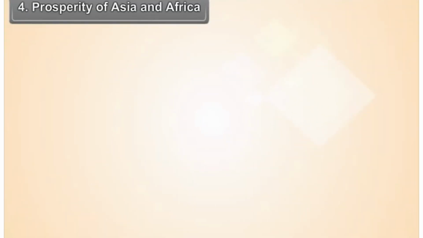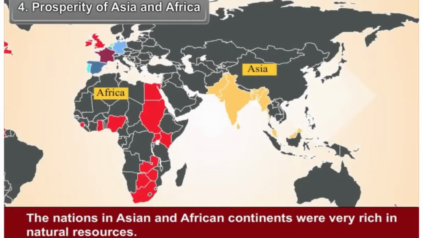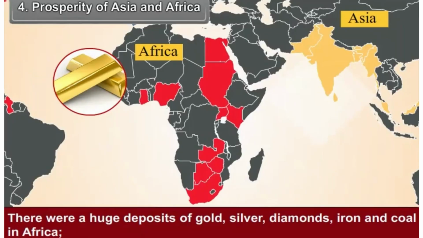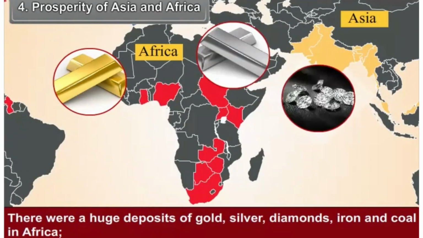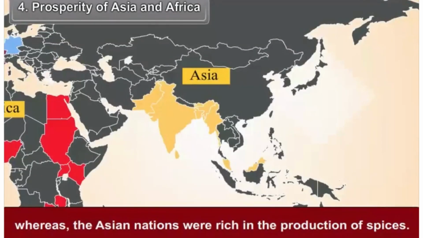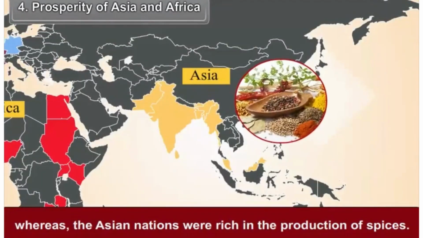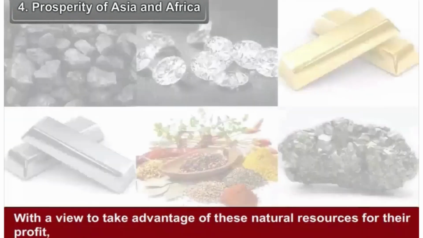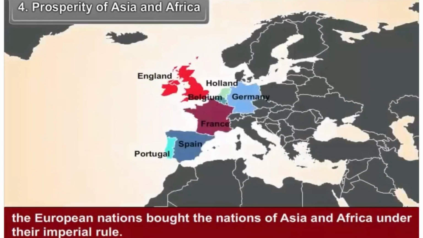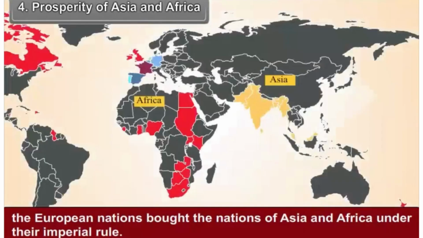Fourth, prosperity of Asia and Africa. The nations in the Asian and African continents were very rich in natural resources. There were huge deposits of gold, silver, diamonds, iron, and coal in Africa, whereas the Asian nations were rich in the production of spices. With a view to take advantage of these natural resources for their profit, the European nations brought the nations of Asia and Africa under their imperial rule.